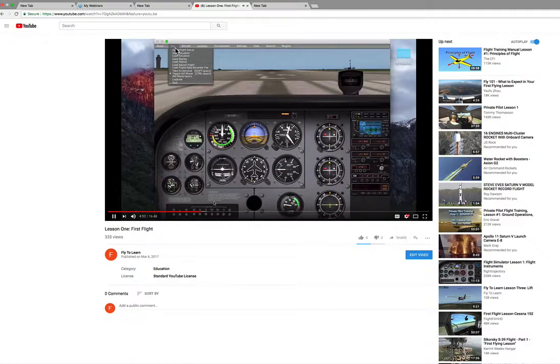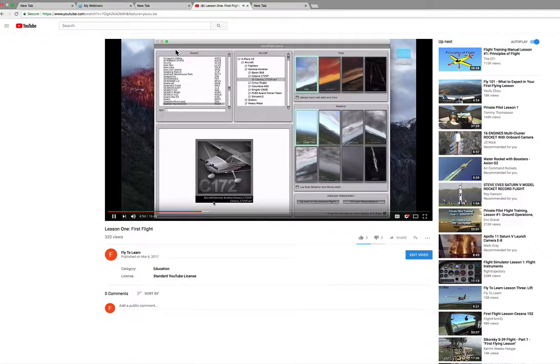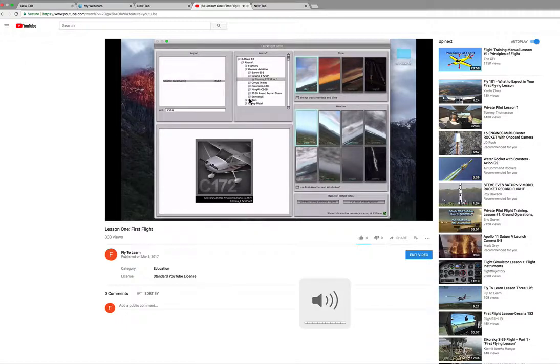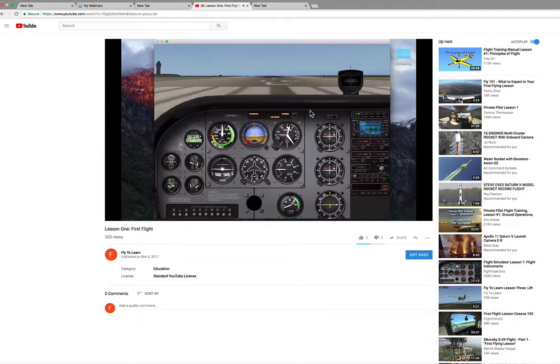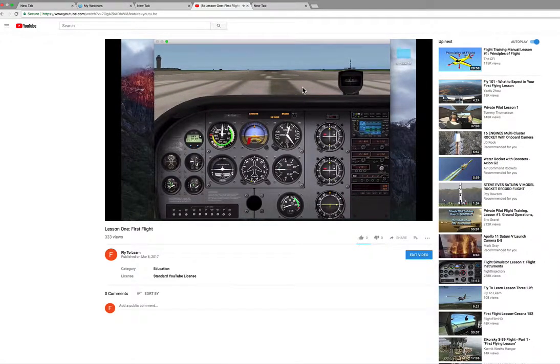Select File, Quick Flight Setup, type KSEA into the airport search bar to select the Seattle-Tacoma International Airport. Make sure you have the Cessna 172SP aircraft selected, and select Day and Clear. Let's fly with these options. Click P to pause the simulator.